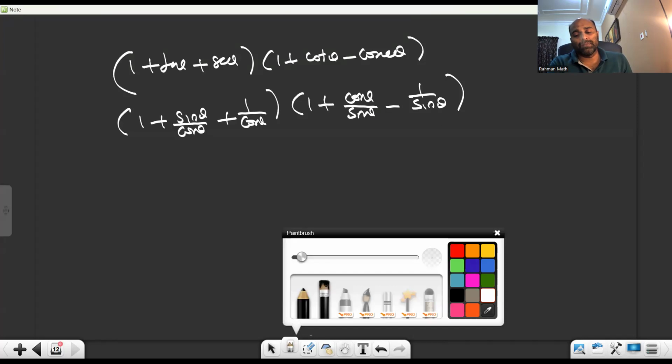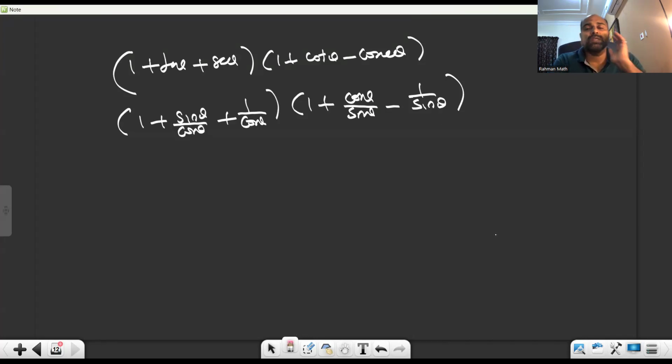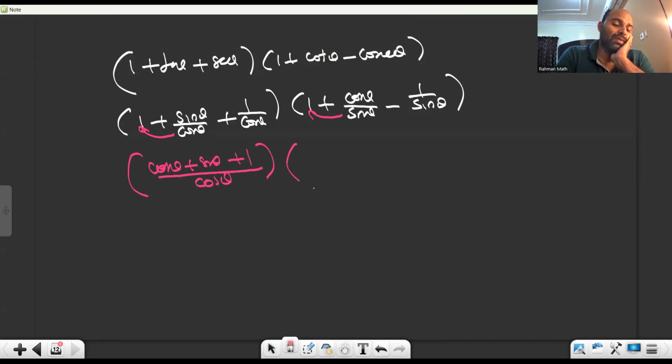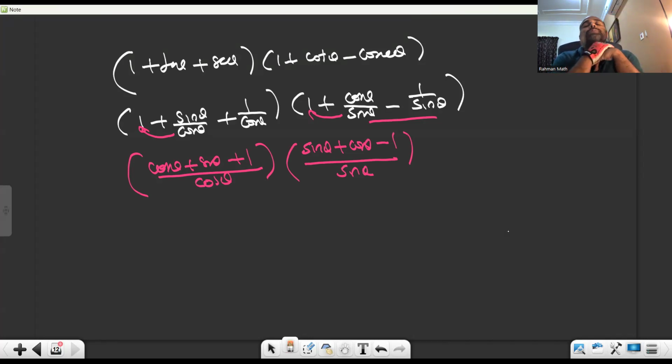After this, LCM. In the sense, cos theta gets multiplied here and sine theta multiplied there. So the numerator is cos theta plus sine theta plus 1 by cos theta, because all the other denominators are the same. Here it is sine theta plus cos theta minus 1 by sine theta, because the denominator is the same. Now the next step is very important. Please write it up.